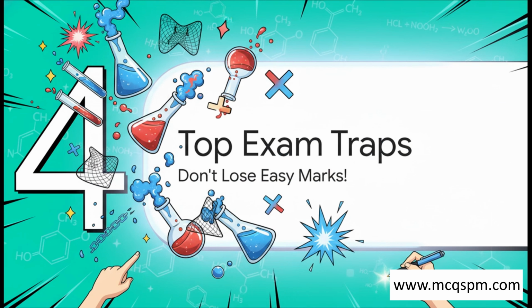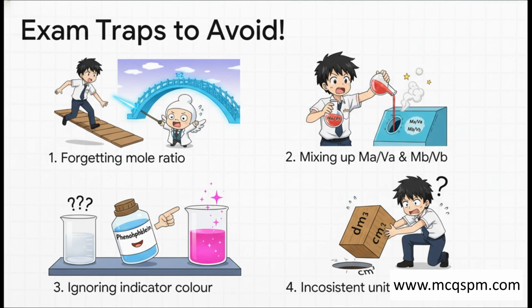Okay, knowing the steps is one thing, but just as important is knowing how to avoid the common mistakes that cost students easy marks. So let me give you some insider advice on the traps that I see people fall into all the time. Let's run through these because they are critical. The number one mistake, by far, is forgetting the mole ratio. Students just assume it's 1-to-1, but with something like sulfuric acid, it's 1-to-2.